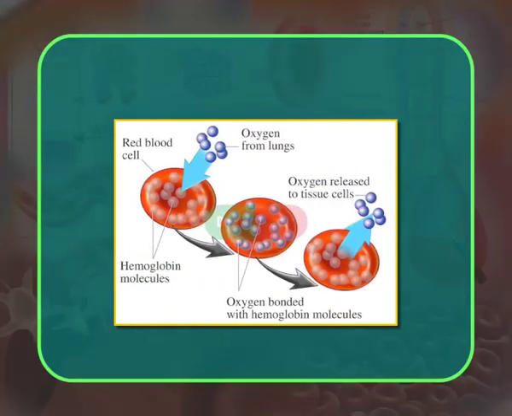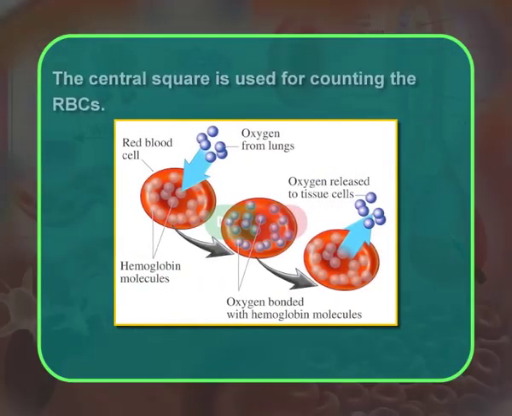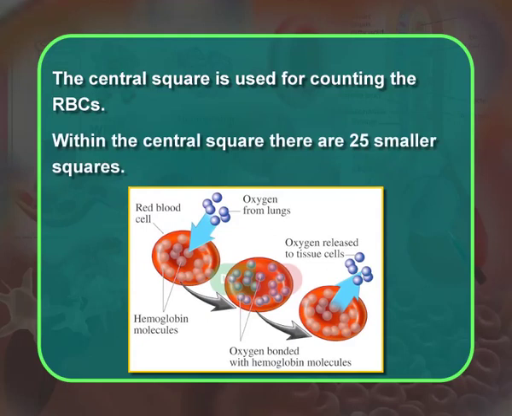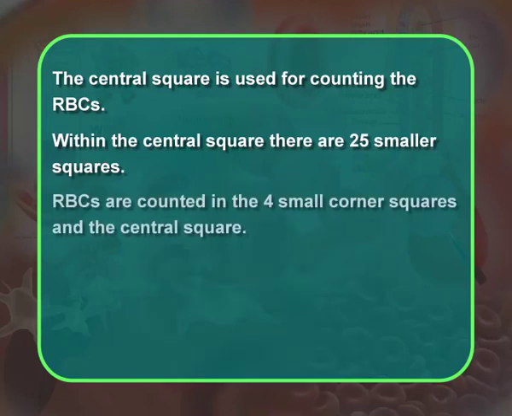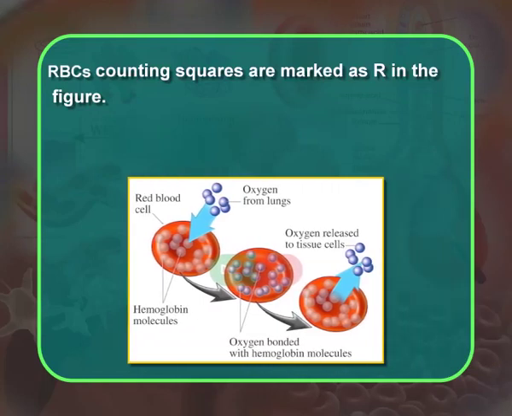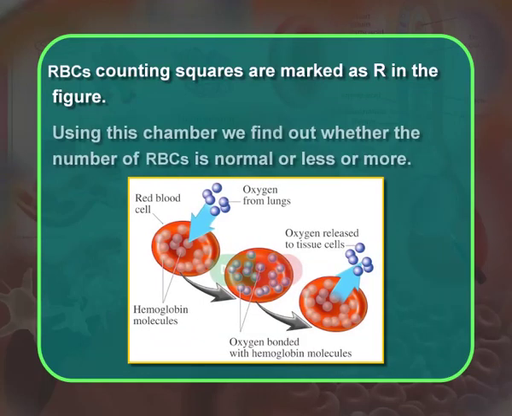As you can see, there are 9 squares in the counting area. The central square is used for counting the RBCs. Within the central square, there are 25 smaller squares. RBCs are counted in the 4 small corner squares and the central square. RBC counting squares are marked as R in the figure. So, using this chamber, we find out whether the number of RBCs is normal, less or more.